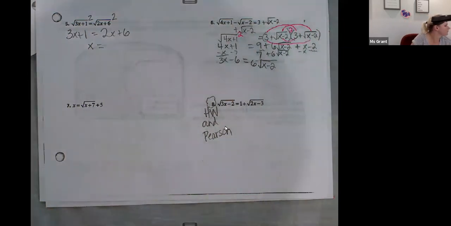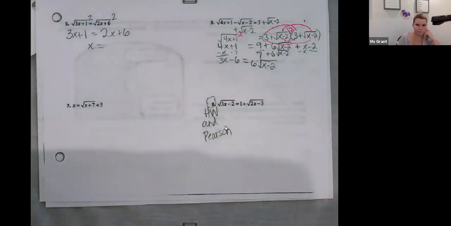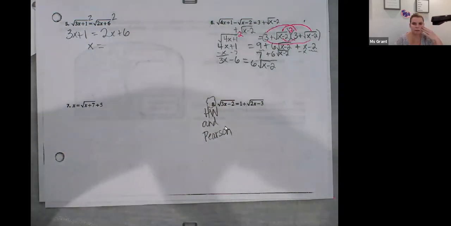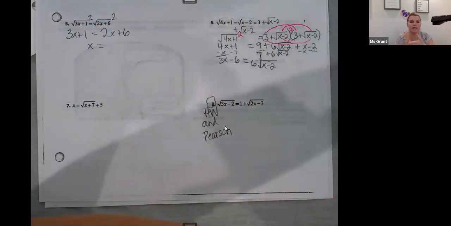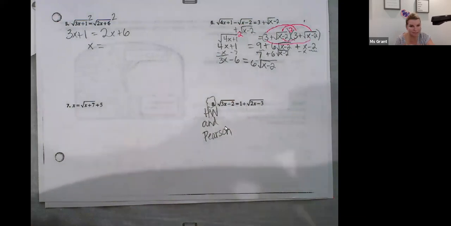Okay. Question so far. Would you have been able to do this? It's a lot of algebra, making sure that you keep your work organized and that you FOIL correctly, right?